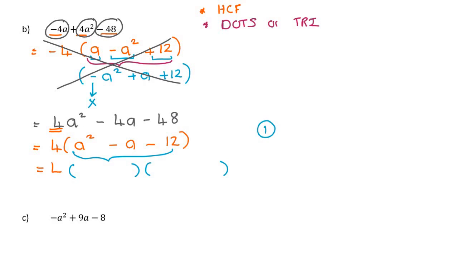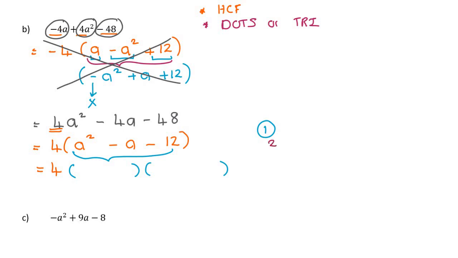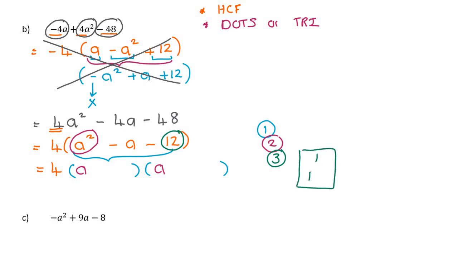Again, my 4 can't disappear, it's got to stay there. My second step is the obvious. How could I multiply together to give me a squared? So that'll be a times a. My third step, don't forget we skip the middle term and we go to the constant. Now we've done a lot of practicing with 12, so our options are 12 and 1, 6 and 2, or 3 and 4.